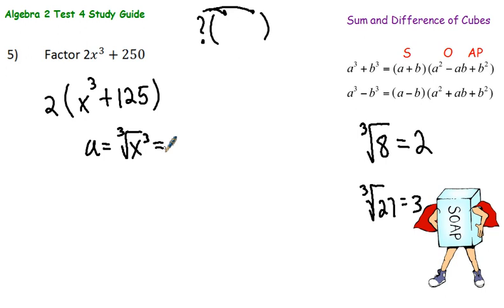So this says what times what times what makes x cubed? Well, that would be x, right? Because x times x times x would be x cubed. All right, what times itself 3 times would give you 125? Well, it works out to being 5 times 5 is 25, times another 5 would be 125. So that actually would be 5. 5 to the 3rd power gives you that.